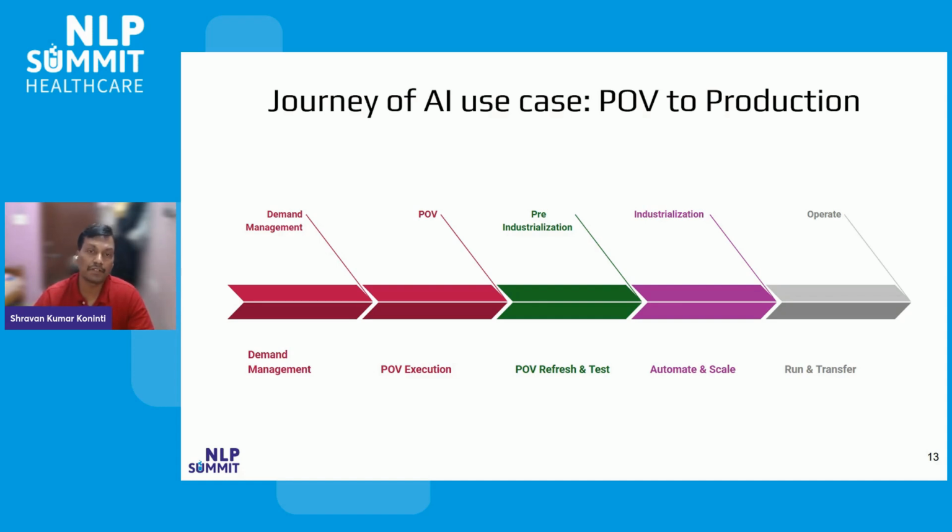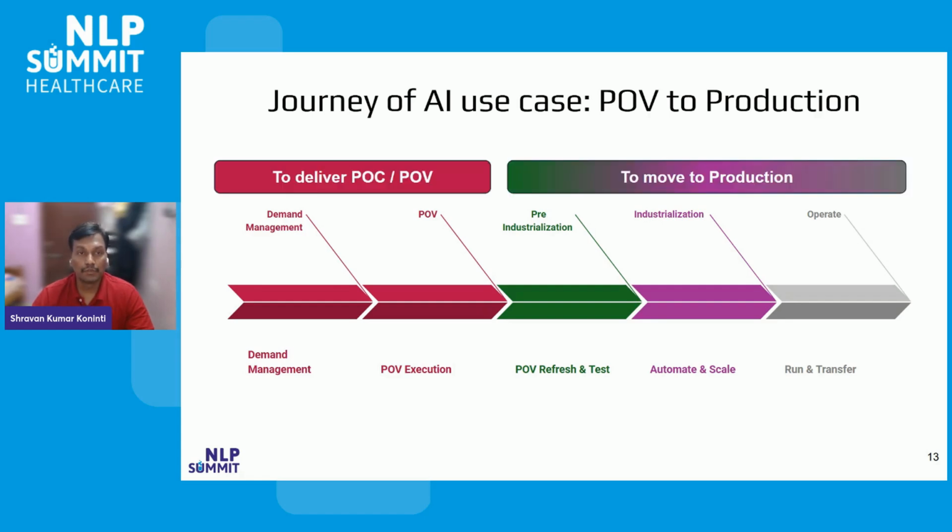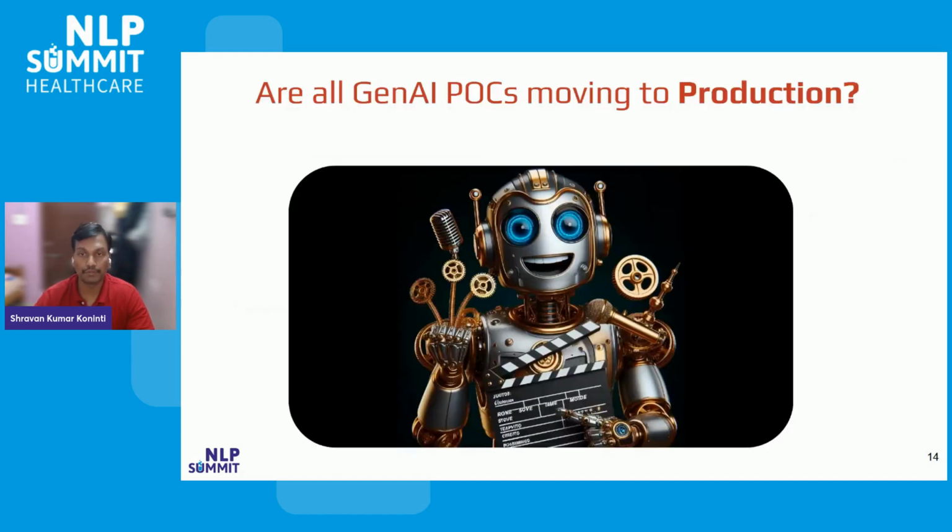Now once we are satisfied with the proof of value or the proof of concept, the next stage is the pre-industrialization phase. And this is where you revisit the proof of value stage and retest the results you are getting in the proof of value. And finally, we push this pre-industrialized product into industrialization, and this is where we automate and scale. And the final handover needs to be done to the operations team, where they run it and transfer the product to the designated business team, right? So this is how it transitions, from demand management to POV, and then moving to production.